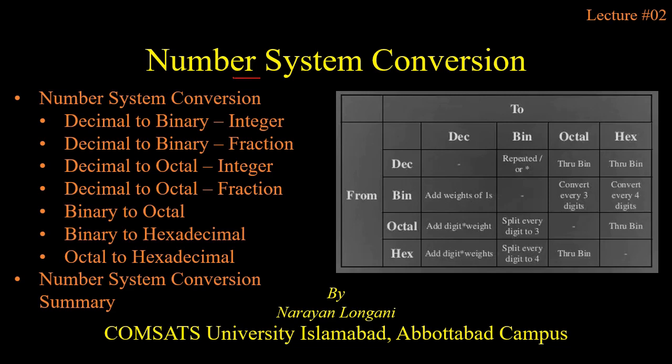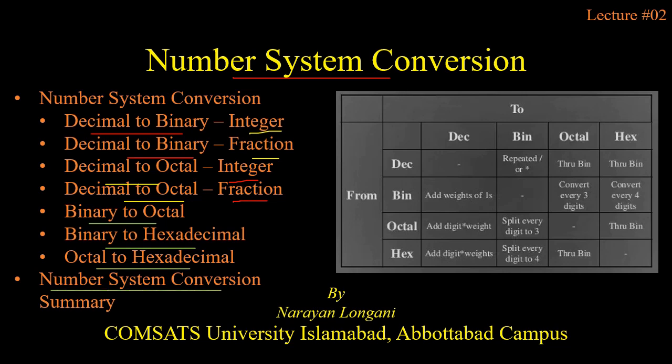Today we will study how to convert a number from one number system to another. We will start from decimal to binary conversion when the number is integer or fraction. Similarly, we will perform decimal to octal conversion and cases will be integer and fraction. And then we will do binary to octal, then binary to hexadecimal, and finally octal to hexadecimal conversion. And then we will summarize number system conversion.